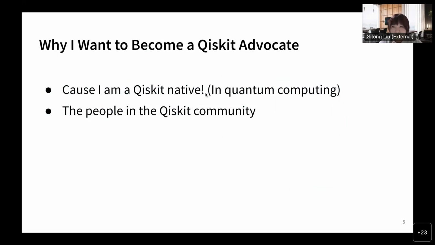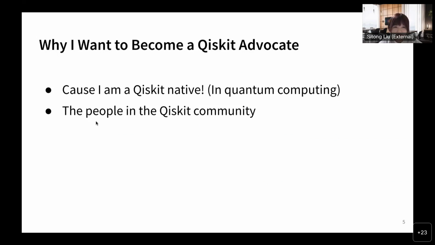And the first programming language, platform, or tool I used to do research or experiments in quantum computing was also Qiskit. I have learned a lot about quantum computing from implementing quantum circuits using Qiskit.